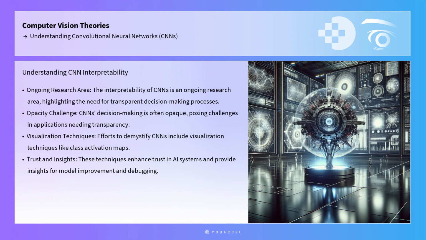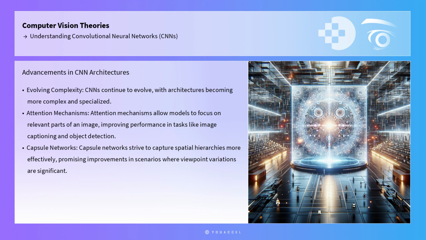Furthermore, the interpretability of CNNs is an ongoing research area. While CNNs demonstrate remarkable accuracy, their decision-making process is often opaque, posing challenges in applications where transparency is critical. Efforts to demystify CNNs include visualization techniques like class activation maps, which highlight the regions of an image that influence the model's predictions. These techniques not only enhance trust in AI systems, but also provide insights for model improvement and debugging.